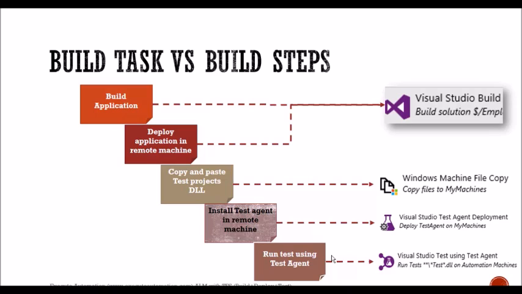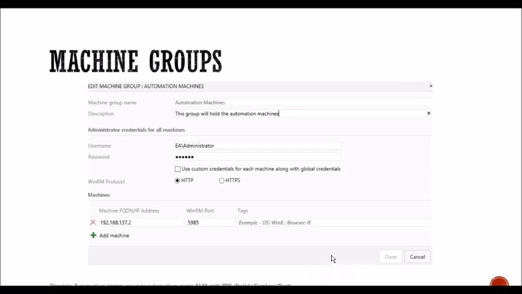Similarly, running the test using the test agent. That build step you can perform using the Visual Studio test using test agent task. So we need to add these respective tasks in our build definition steps. That's exactly what we're going to do right now. And before finishing this video slide, the most important thing which we also need to understand is the machine groups.